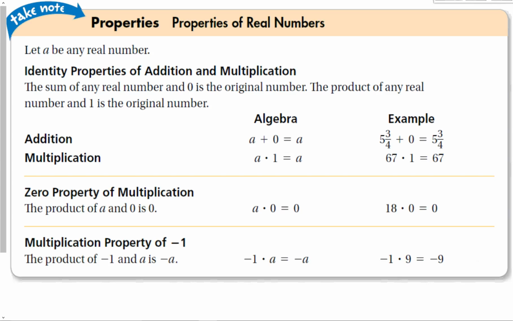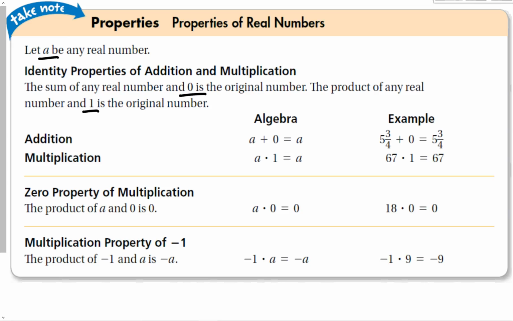Okay? Couple more properties we want to talk about. Let A be a real number. The identity properties of addition and multiplication say that the sum of any real number and zero is the original number. The product of any real number and 1 is the original number. So we have two different things there that when you use the operation, nothing happens. For addition, it's 0. For multiplication, it's 1. And those are my two identities.